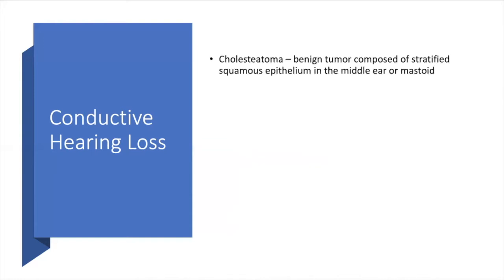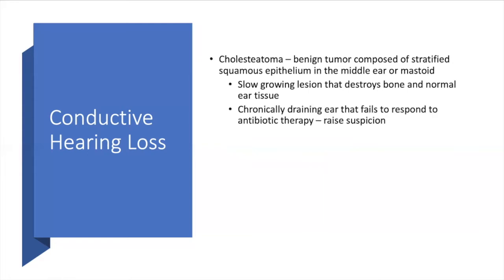Cholesteatoma, a benign tumor composed of stratified squamous epithelium in the middle ear or mastoid, occurs frequently in adults. This is a slowly growing lesion that destroys bone and normal ear tissue. A chronically draining ear that fails to respond to appropriate antibiotic therapy should raise suspicion of cholesteatoma.